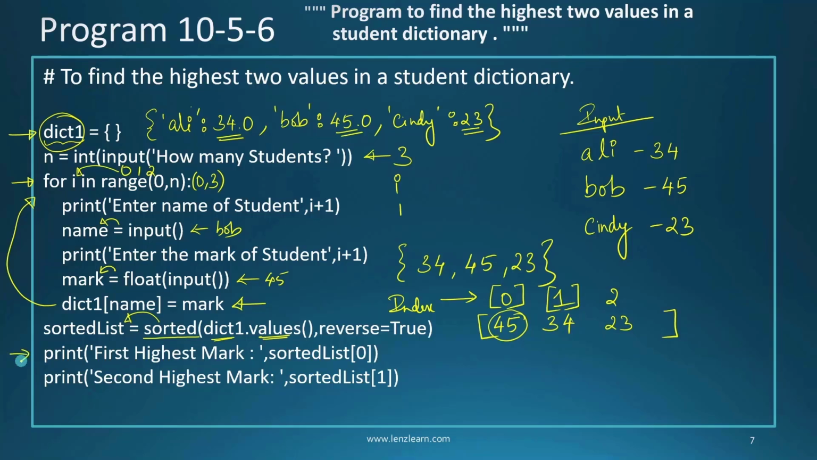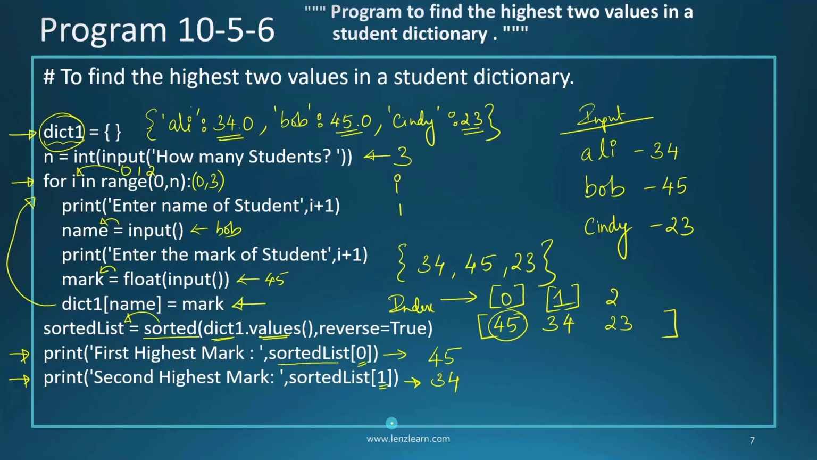So in the next print statement, you can just print first highest mark is available in sorted list in square bracket 0. So this will print first highest mark is 45, and in the second print statement I am printing second highest mark is available inside list at index value 1. So you can see at index value 1 we have 34, so that will be printed here.